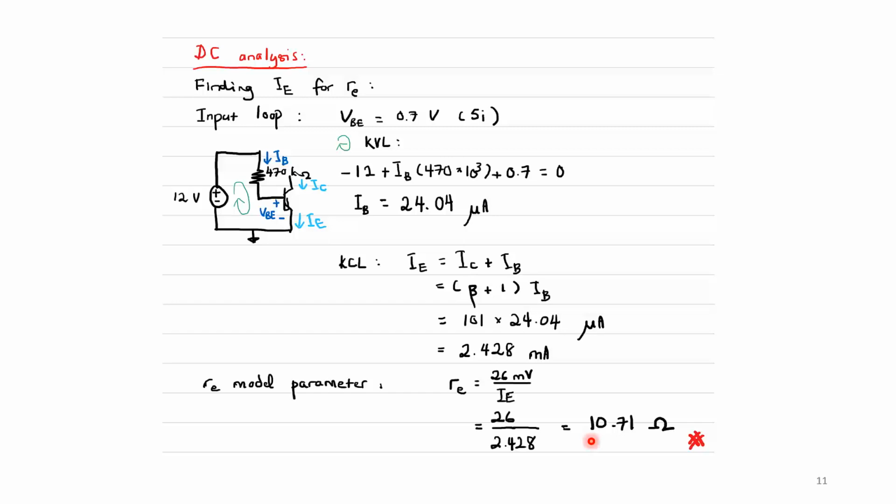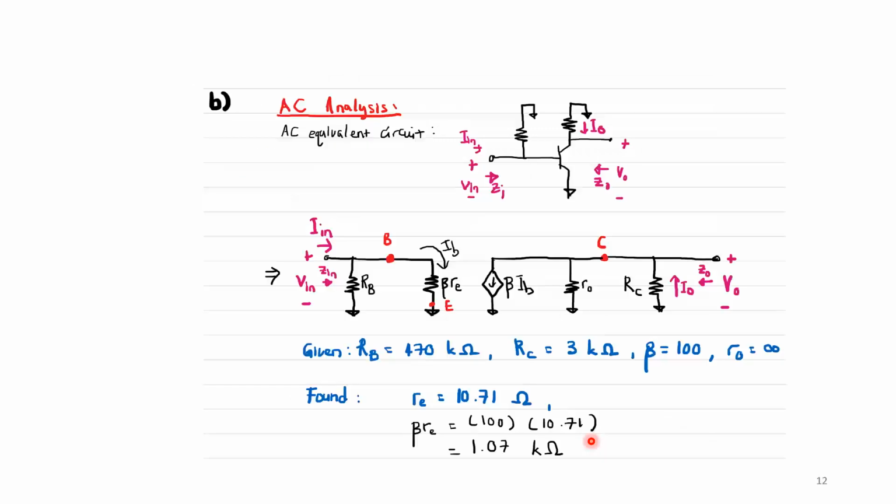But when we put this value RE in the RE model, it becomes beta RE. So beta is a large value, so you can expect that beta RE is going to be a larger value than this. So now we are ready for AC analysis.